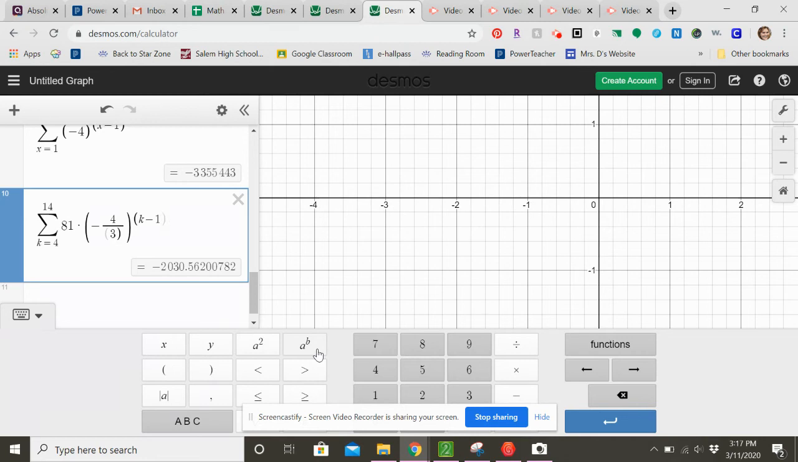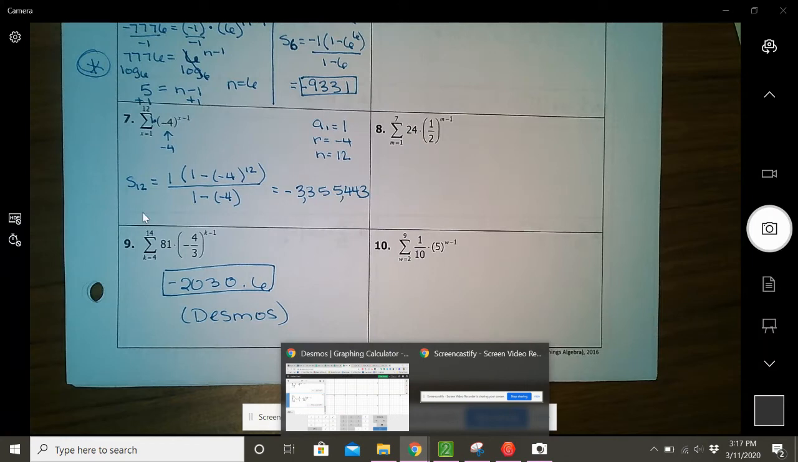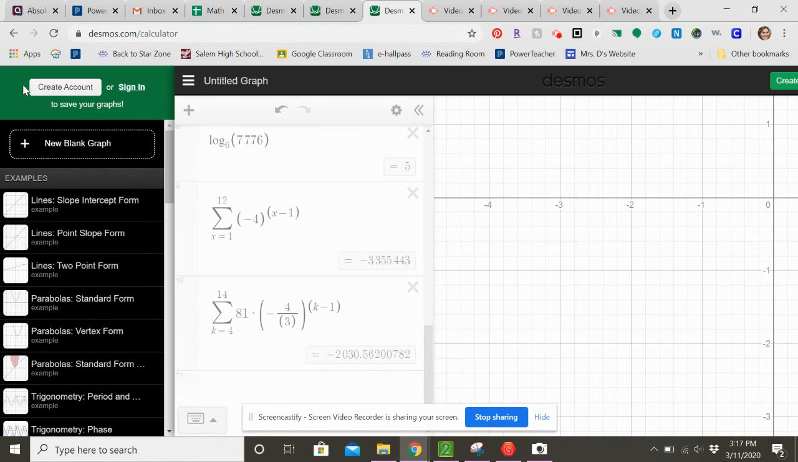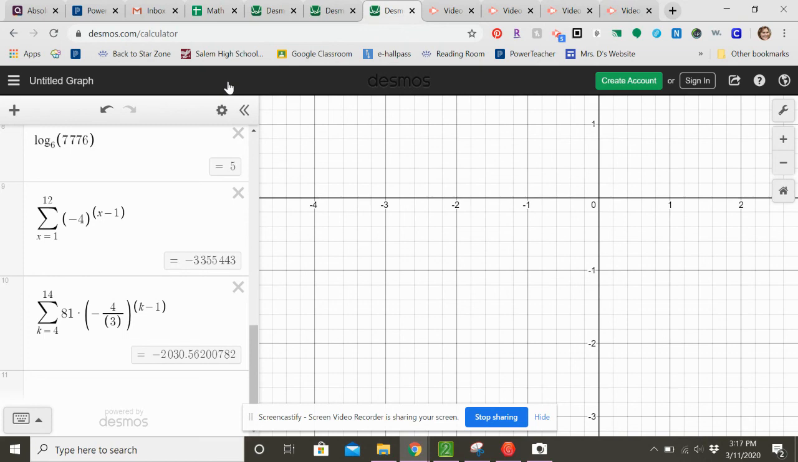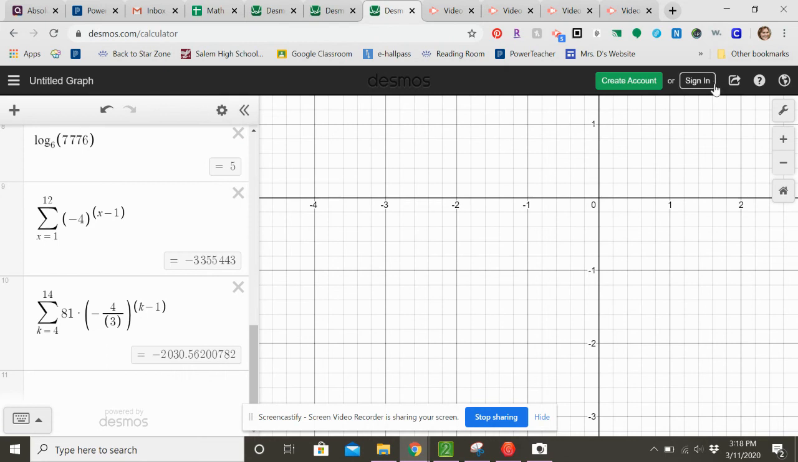If you choose to do this on Desmos, you need to make a note that you did that on Desmos, okay? And it might even be a good idea to save those files. Have you ever done that on Desmos? You just go up here to the menu bar, and instead of an untitled graph, you could title this geometric series practice. Oh, I'm not logged in. Make sure you're logged in when you do that, and then you can title it and save it, okay?